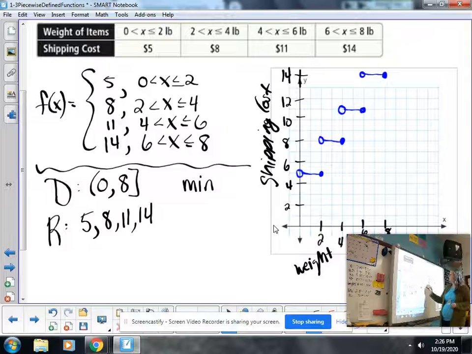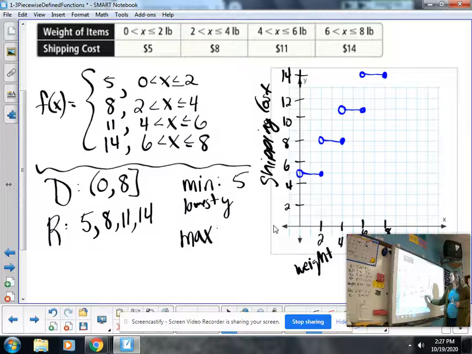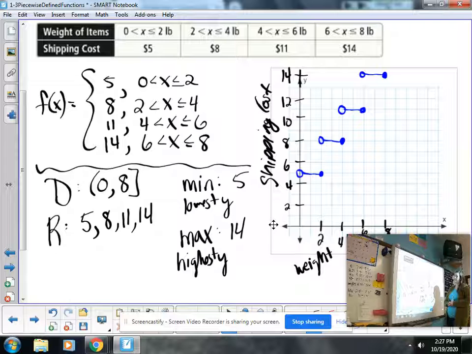The minimum value is going to be the lowest y value. The lowest y value on this graph is 5. The maximum value is going to be the highest y. The highest y that we go up to is 14. Minimum and maximum, we're going to talk more about that in the coming sections, probably more so in topic 2. So if that doesn't quite make sense yet, that's okay.